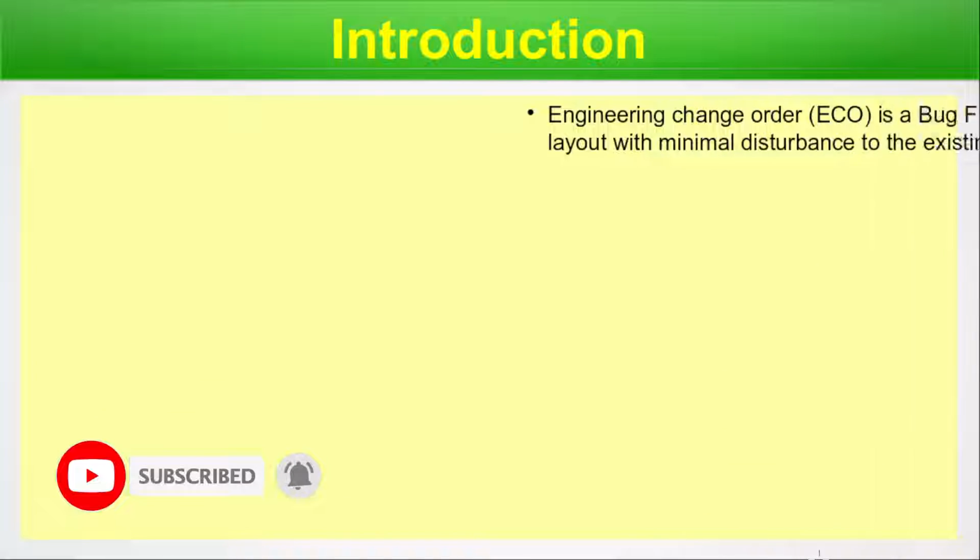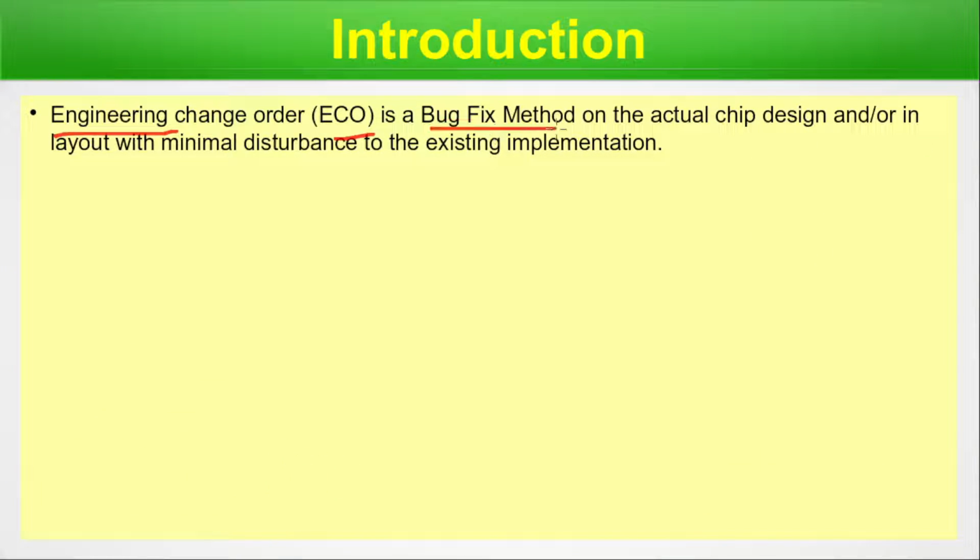Introduction. Engineering change order, ECO, is a bug fix method on actual chip design and/or layout with minimum disturbance to the existing implementation. So why do we call it a bug fix? Because this fixes any design errors that come out of the implementation process through which we include the BUL, FUL and MUL, all these things. And in the process of implementing all these BUL, MUL and FUL, because of the methodology of implementation of all these layers, errors may come out and that might show up in the actual silicon fabrication.